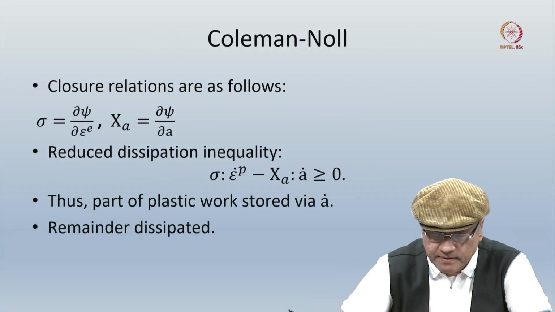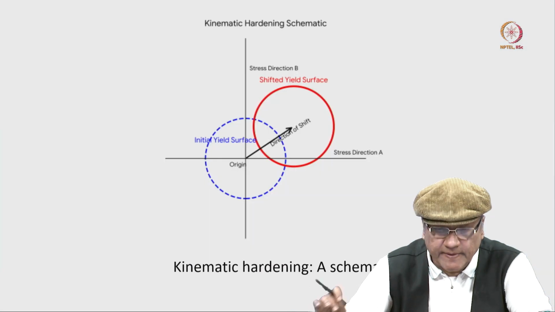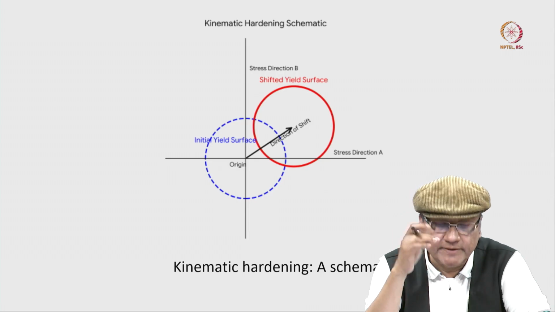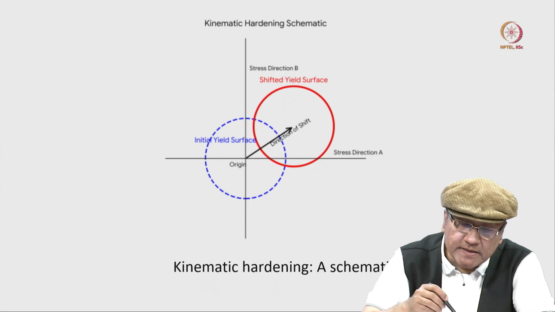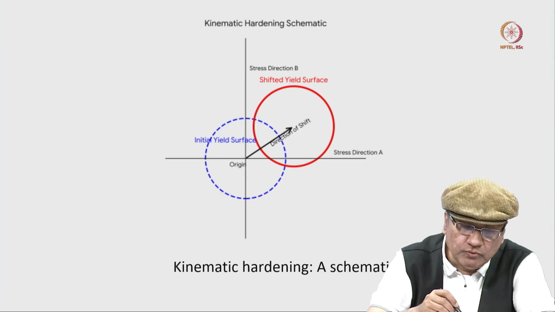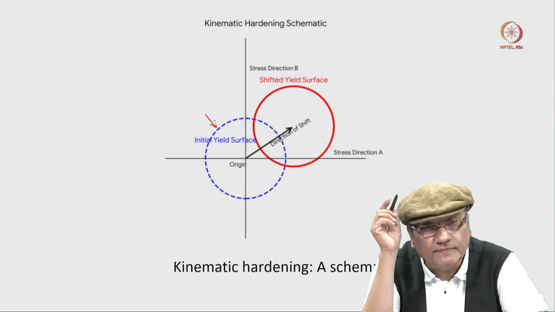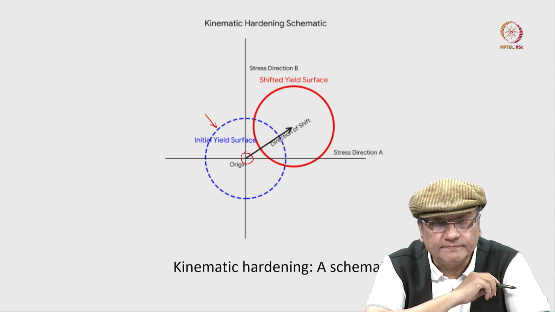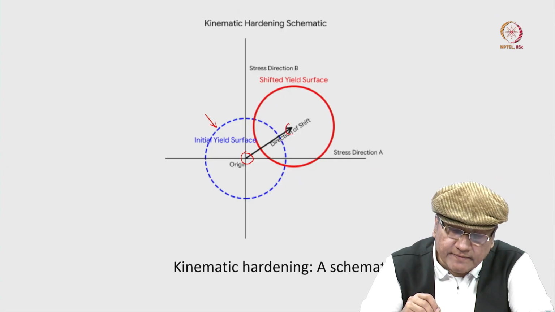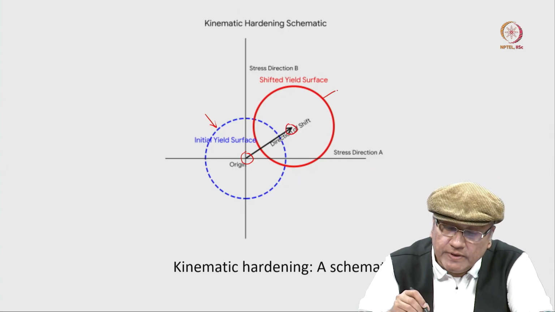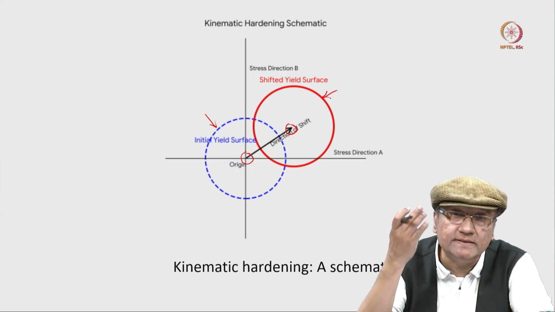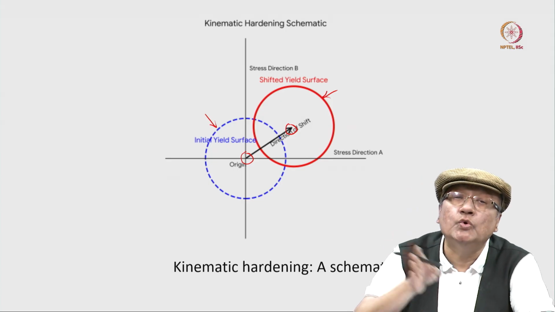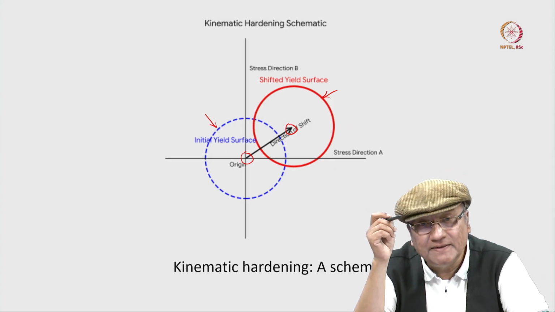Or rather, is there a schematic? Yeah, let me show you the schematic so that I can skip this slide later on. So, basically this is my original yield set in blue, this was the original center, this is my new center, this is my new yield surface. You see the shape and size remain the same, it has just translated depending on the loading direction.